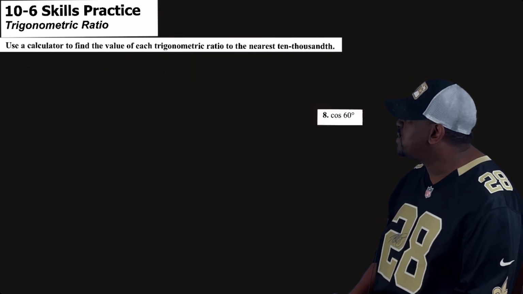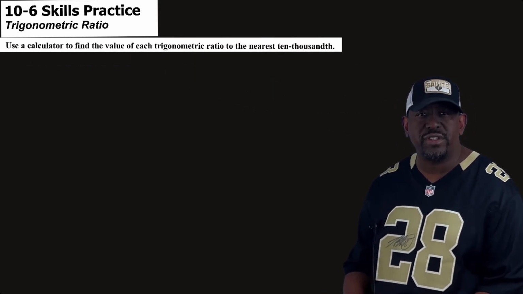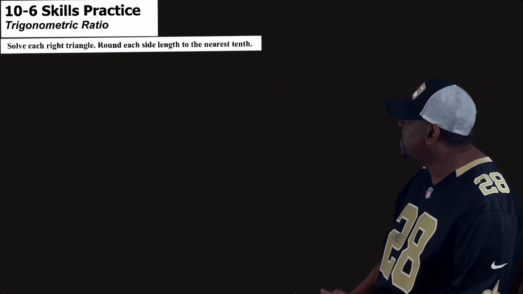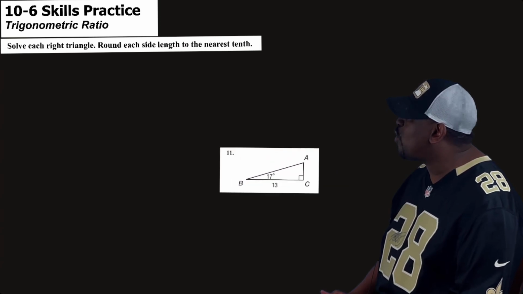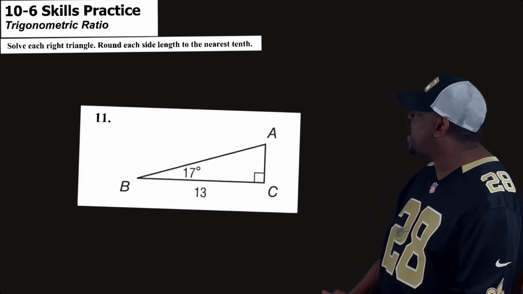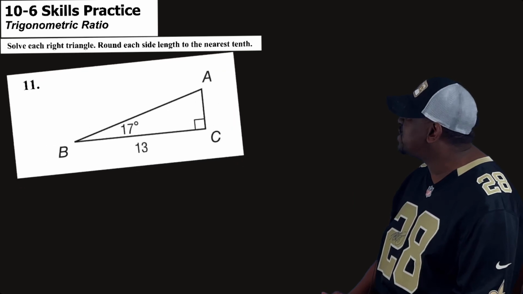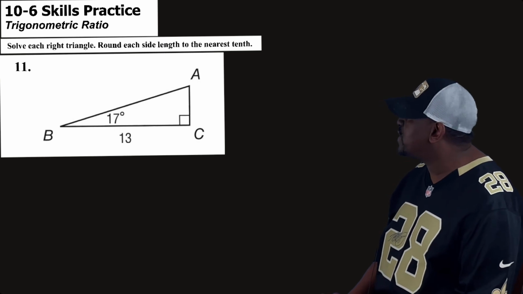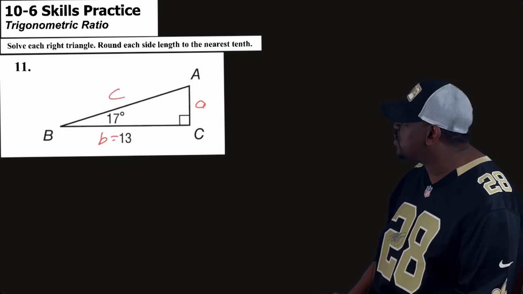And so what kind of problem are we going to do next? We've done two types of problems that utilize the trigonometric ratios. What is the NOLA Mathman going to do next? So now we're going to solve each right triangle and we're going to round each side length to the nearest tenth. So again, this is a very good application of trig. You're not given all the sides, you're given one side and one angle, and then you have to find the other sides.